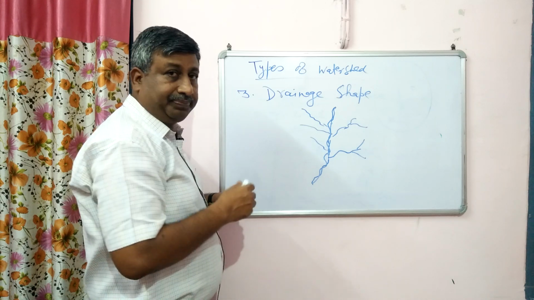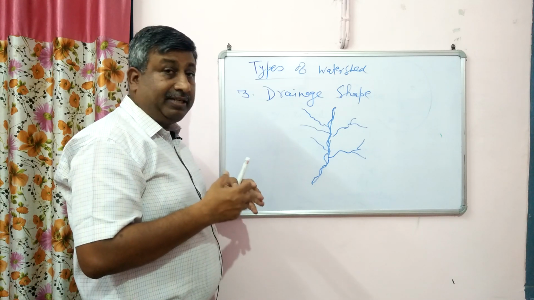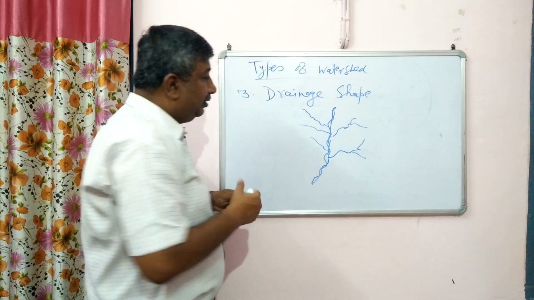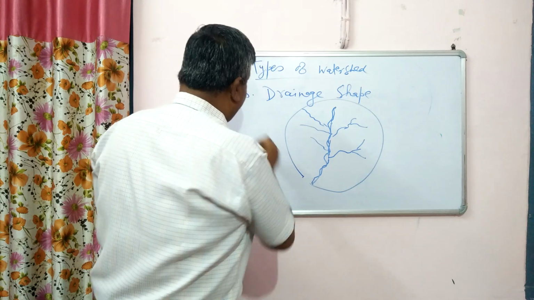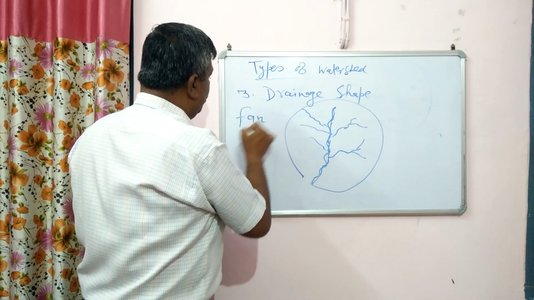So such a type of watershed creates a flood peak very early. So this watershed is called a fan shaped watershed. Fan shaped.